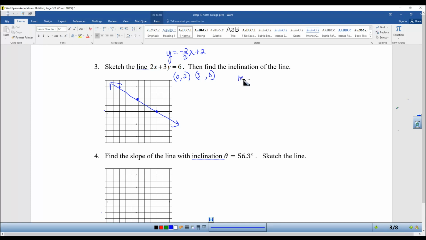So we write down our formula. M is equal to tangent of theta. We fill in the slope that we know because we're trying to find the inclination, which is theta. Whenever you know the ratio but not the angle, you always have to reverse it and ask for inverse tangent of negative 2/3, and that will give you theta.